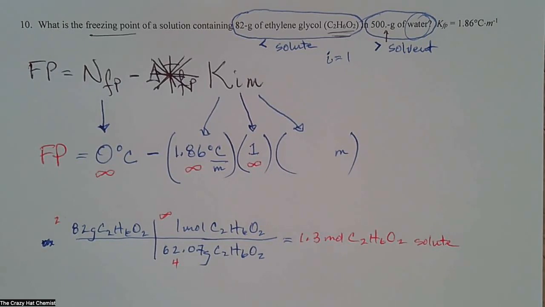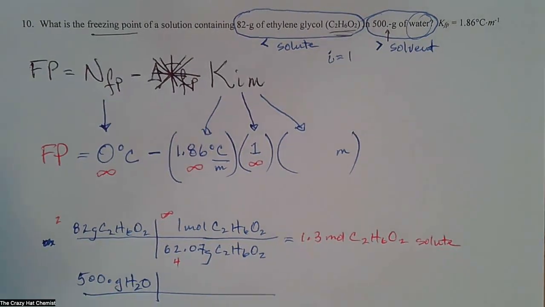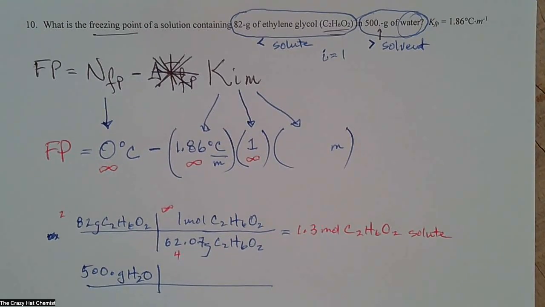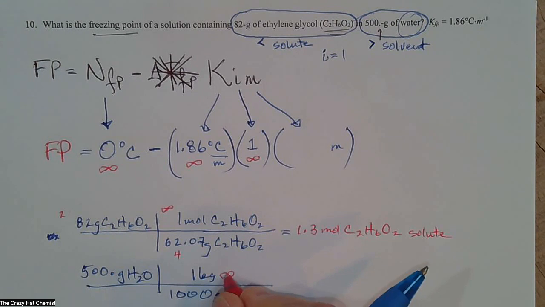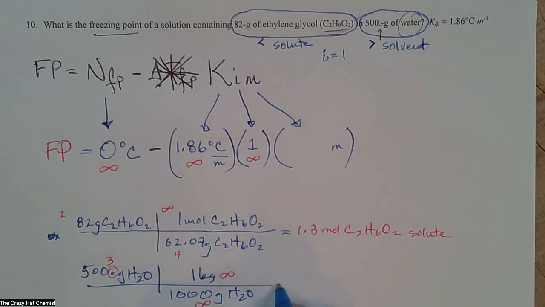All right, now I'm going to get the kilograms of the solvent. So I'm going to take my 500. grams of H2O, and I'm going to convert this into kilograms. Let me zoom this out just a little bit so I can fit this all on one page here. 1,000 grams of H2O is equal to 1 kilogram, and this is an infinite number of significant figures. Infinite, and this is a 3 because of that fantastic decimal right there. And this is going to equal 0.500 kilograms of H2O.